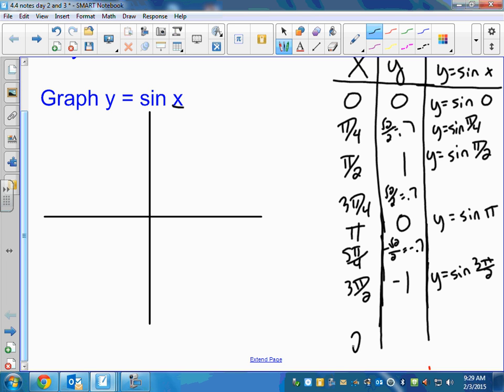let's see. We're almost back around. 2 pi. What's the sine of 2 pi? 0. And halfway in between that would be 7 pi fourths, which I think is also negative square root 2 over 2, which is negative 0.7. No, you don't always have to do this many. We're trying to make a point here. A lot of points.